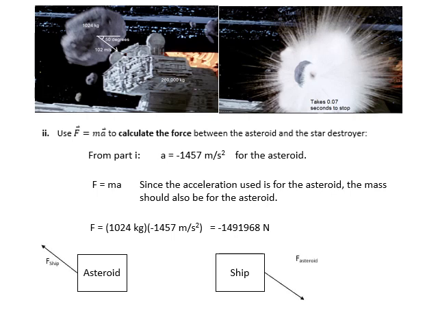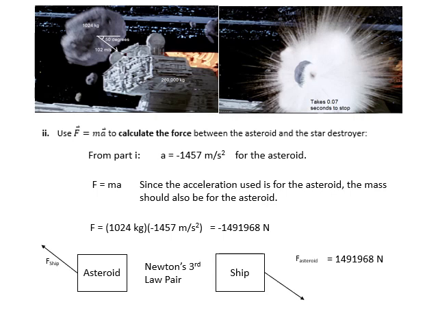So then let's look at the free body diagrams here. We've got the asteroid on the left, ship on the right. These are a Newton's third law pair. So the force that the ship feels from the asteroid is going to be the opposite and equal force that the asteroid feels from the ship. These two forces are going to be equal.